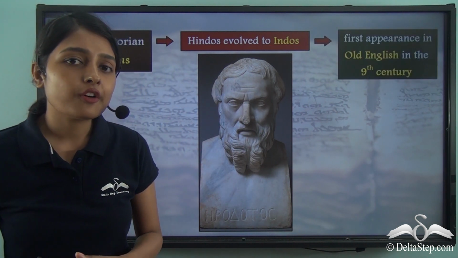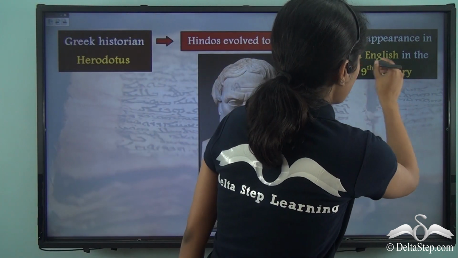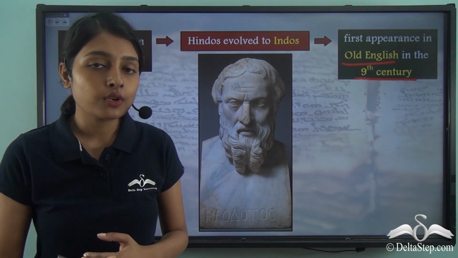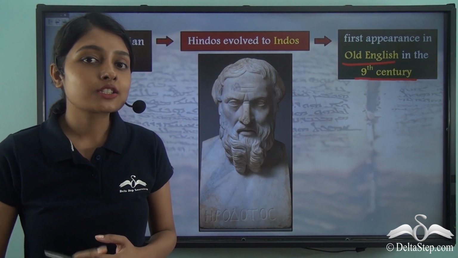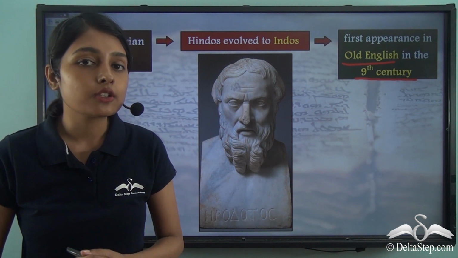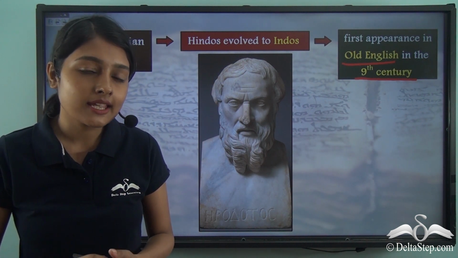Now the name of the country India first appeared in Old English in the 9th century. So from Sindhu to Hindus and to Indus and then to the country that we know it today. So this is how India derived its name.